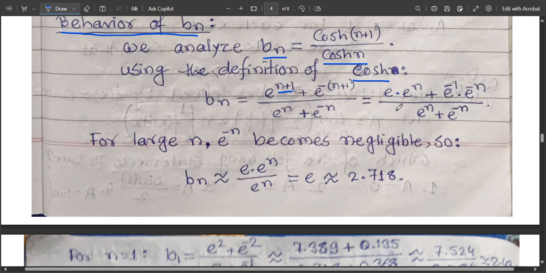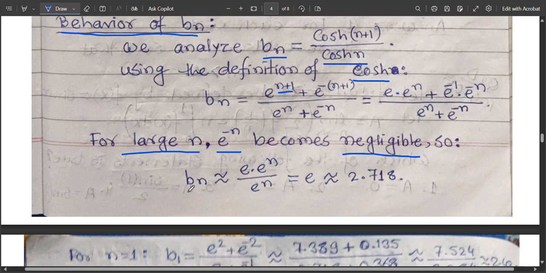Then if it is possible to take common, we will take it, otherwise we will opt for other things. Since it is not separable to take common, we will go the other way around. For large n, we know that e to the power minus n will become 0, because it is 1 by e to the power n, and e to the n tends to infinity, so it will go to 0. So it is negligible.